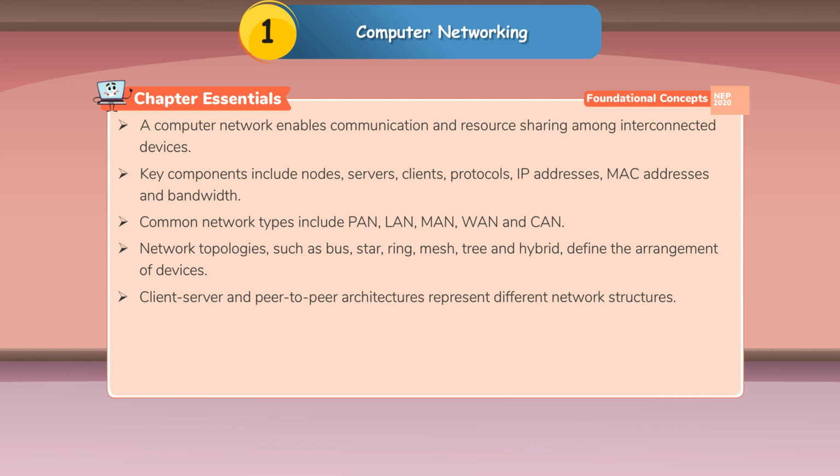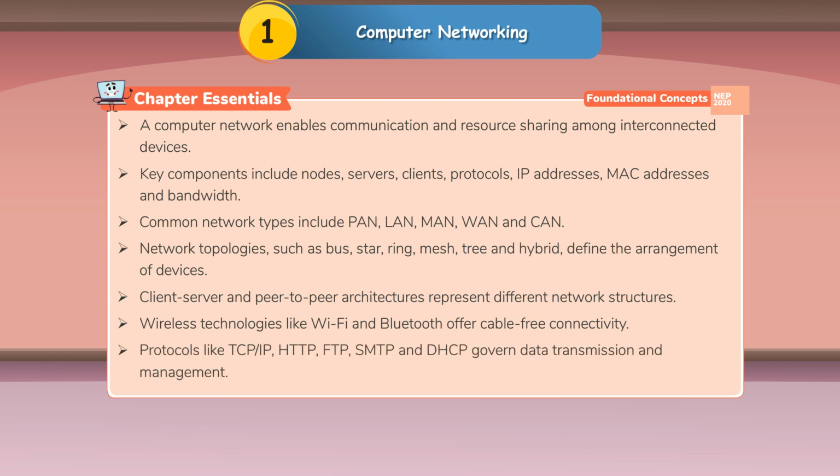Client-server and peer-to-peer architectures represent different network structures. Wireless technologies like Wi-Fi and Bluetooth offer cable-free connectivity. Protocols like TCP/IP, HTTP, FTP, SMTP, and DHCP govern data transmission and management.